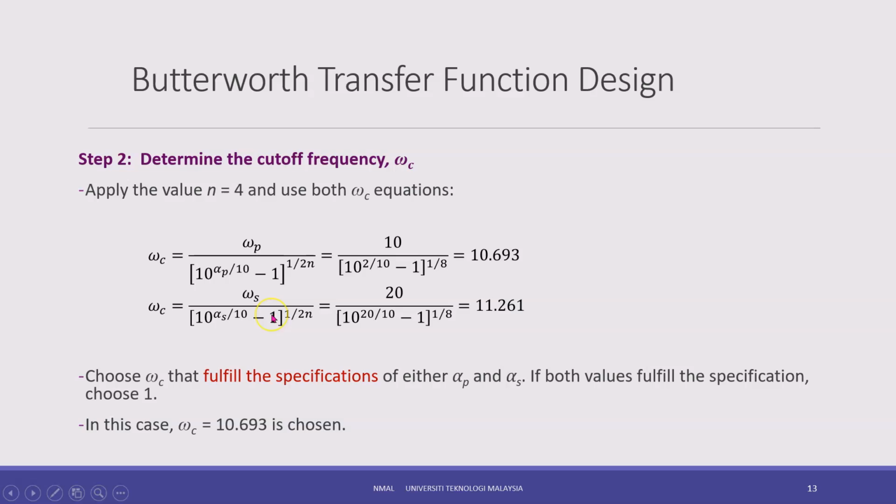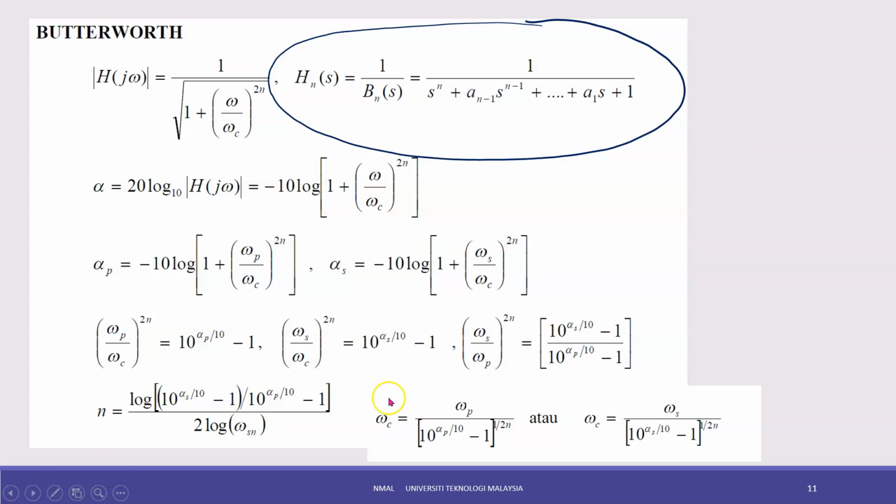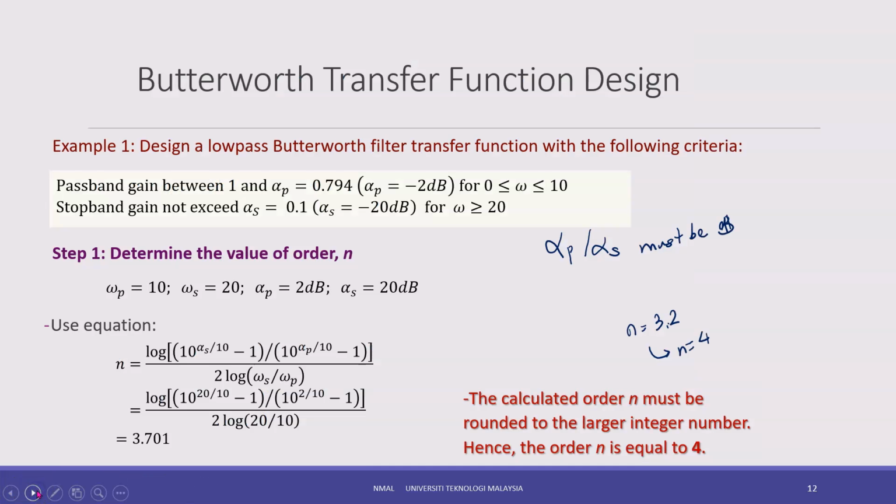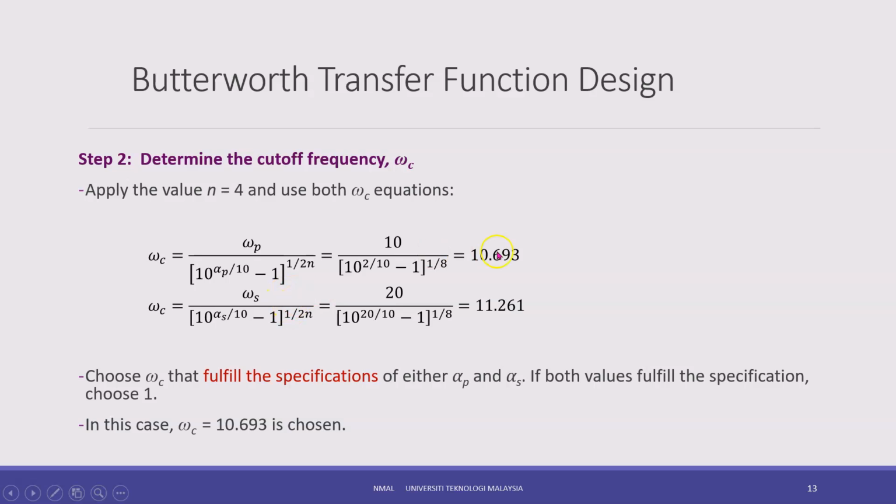And then we determine the cut-off frequency. For cut-off frequency omega C, we put in the value of n and use both omega C equations. Remember that we have two omega C equations. If we refer back to here, we have the one using omega P and alpha P, and the second one using omega S and alpha S. So we put in the values, and we will get this and this. Omega C is in terms of radians per second. Choose omega C that fulfills the specification of either alpha P or alpha S. If both values fulfill the specification, choose one.